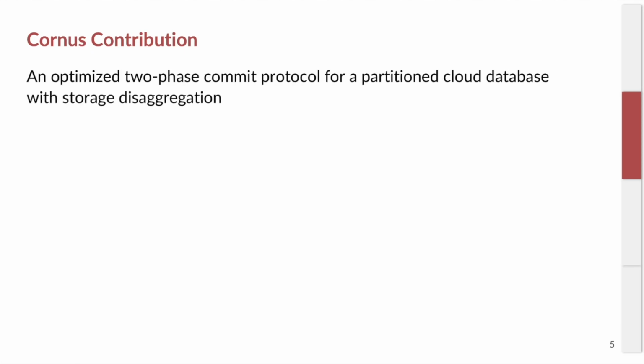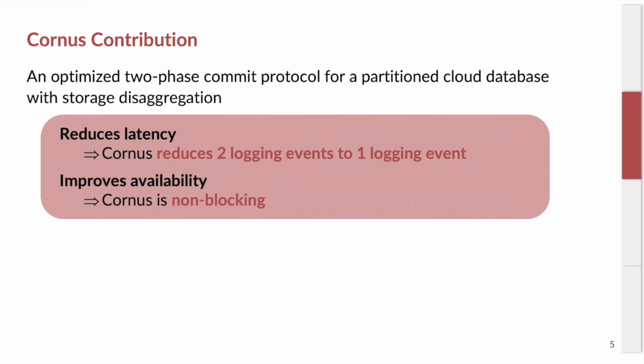In this project, we propose Cornus, which optimizes the two-phase commit protocol for a partitioned cloud database with storage disaggregation. It has two major contributions. First, Cornus reduces the overall latency by one logging latency on the critical path. Also, Cornus addresses the blocking problem we just mentioned in two-phase commit.